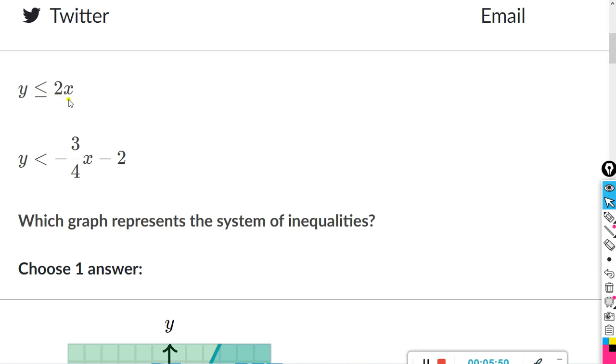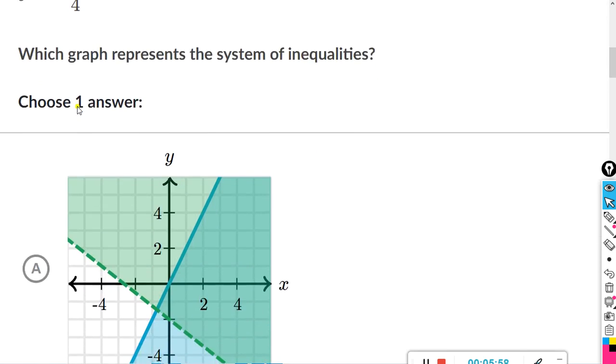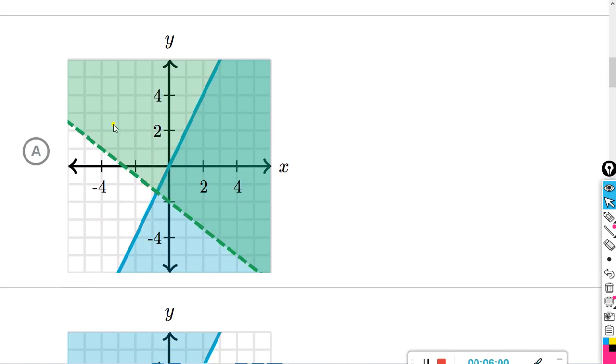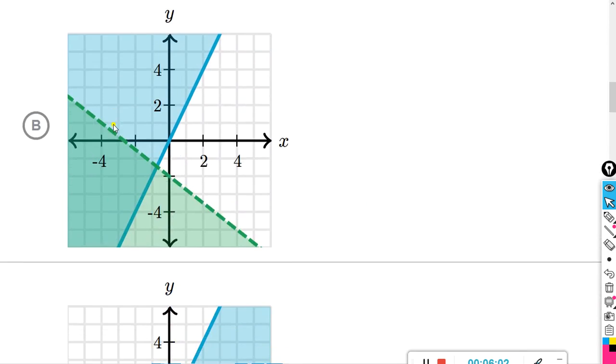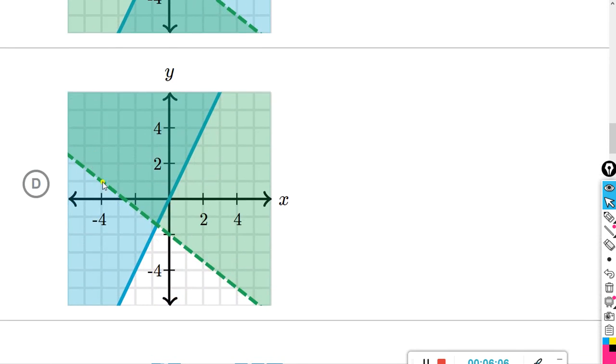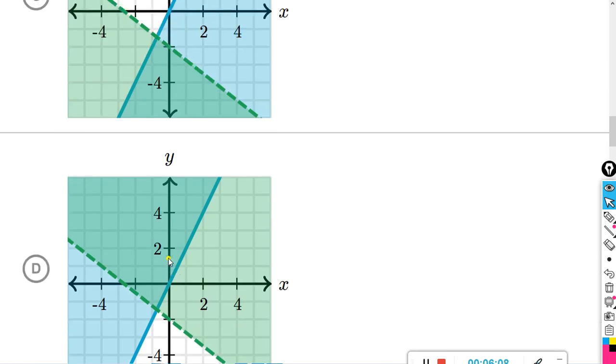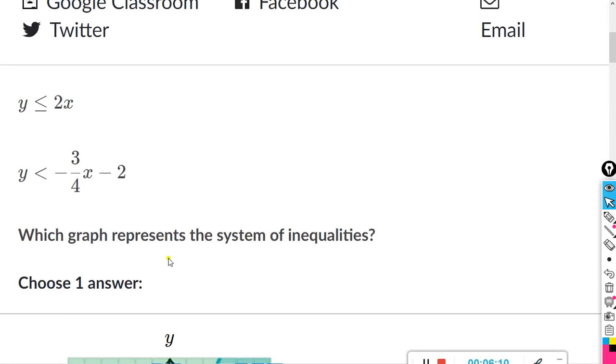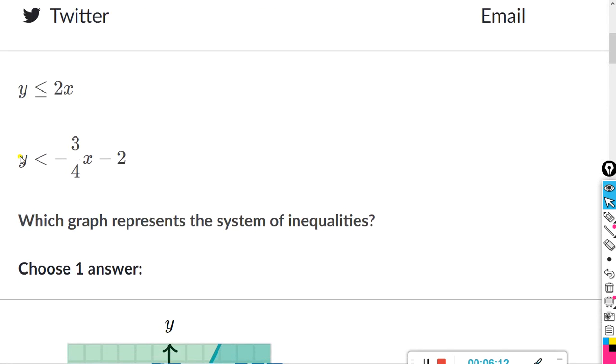All right, so y is less than or equal to 2x. y is less than -3/4 x minus 2. All right, let's look at the graphs first. We can see all the lines match, okay? As far as slope and y-intercept, as far as dashed and solid, they all match. So we just have to worry about shading above or below.